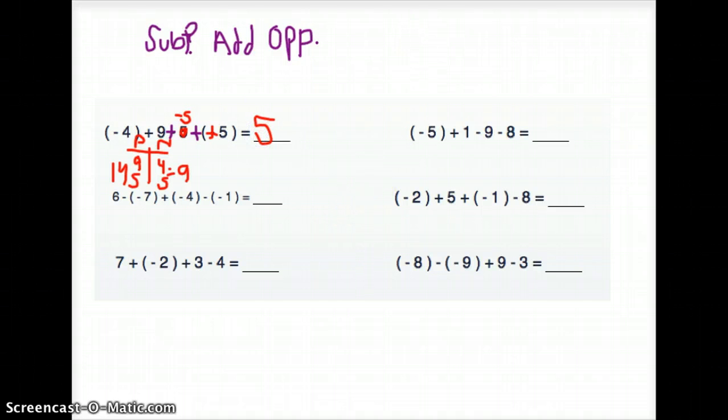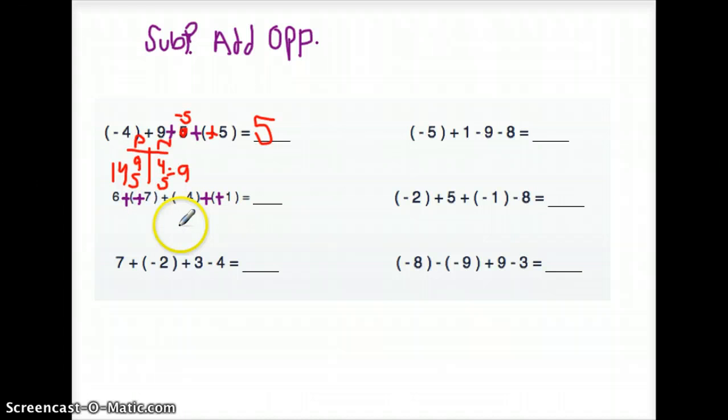Alright, let's do another one. Here we go. We have this one here. Anytime there's a subtraction sign, we're going to add the opposite. So here's a subtraction sign. Boom. Add that. Take the opposite of 7, or sorry, negative 7, which is 7. That's an addition sign, so we don't change that, so we leave that alone. Here's another subtraction sign. We're going to add. Now the opposite of negative 1 is positive 1.